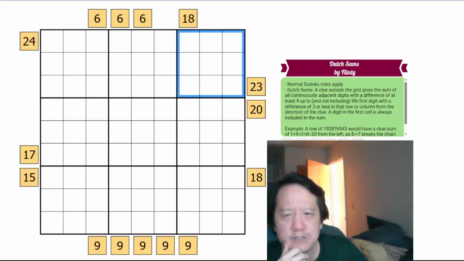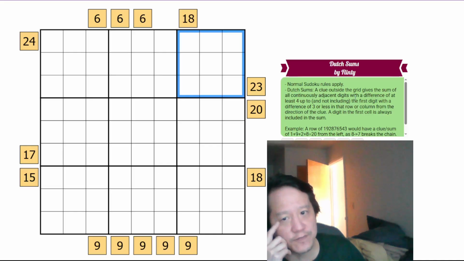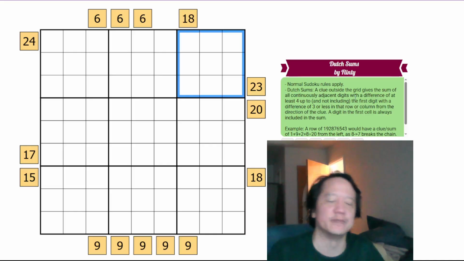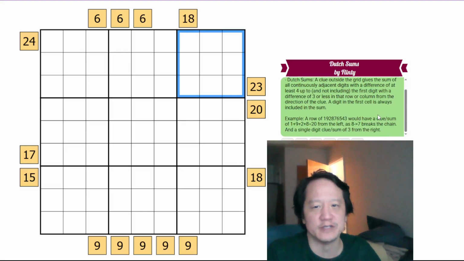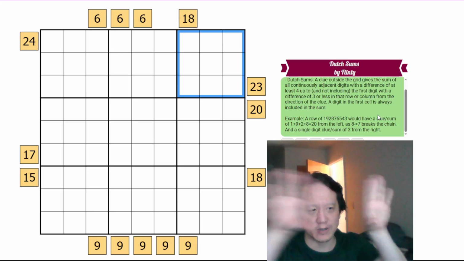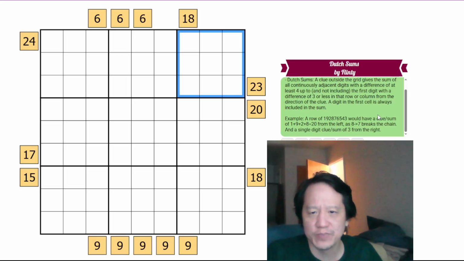A clue outside the grid gives the sum of all continuously adjacent digits with a difference of at least 4, up to and not including the first digit with a difference of 3 or less in that row or column from the direction of the clue. A digit in the first cell is always included in the sum. Okay, so that was kind of confusing to me because I didn't break that down correctly in the sentence structure.